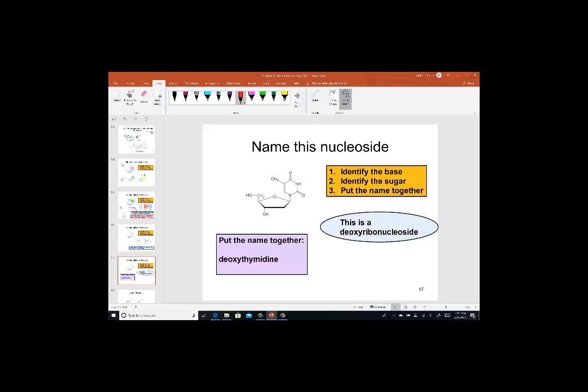Now, just as a reminder, if it had an OH here, then it's not here, the deoxy part. All right, so the prefix is only given to the sugar if there's no oxygen present at carbon number 2. We know it's a deoxyribonucleoside. Nucleoside contains 2 components, the sugar and the base. And this linkage right here is called a glycosidic linkage, hooking together the anomeric carbon to the nitrogen in that ring of the base.